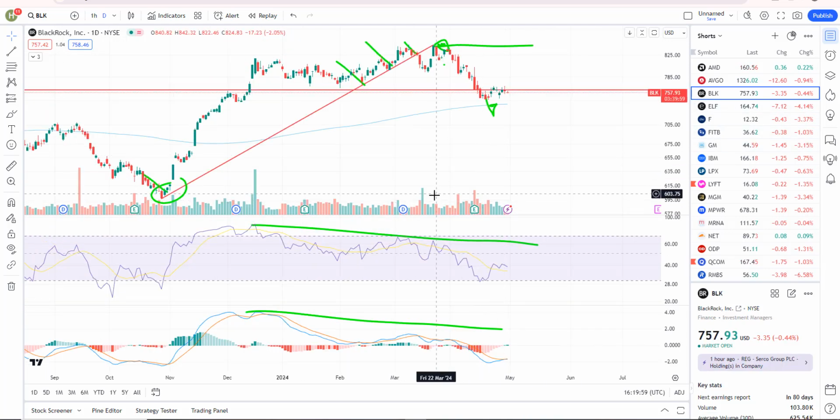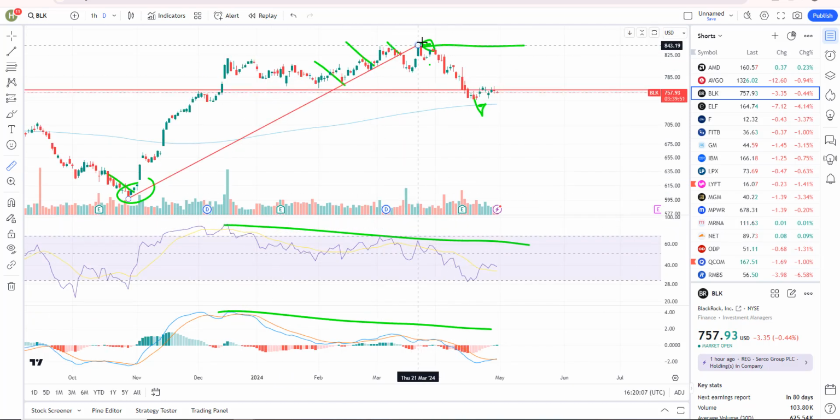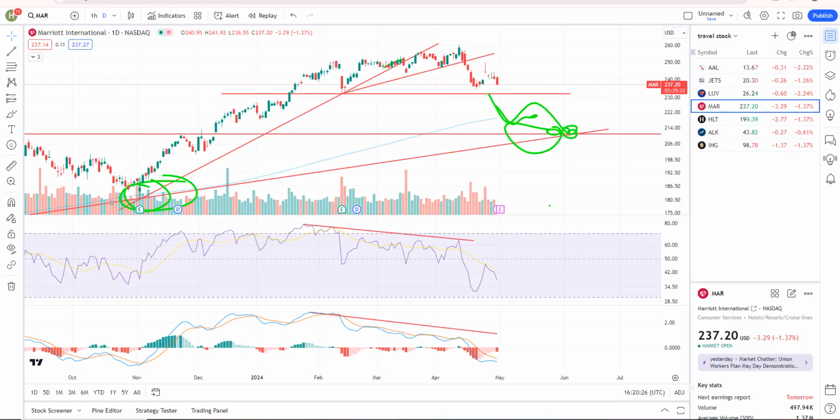BlackRock, caught that one. We had the sell signal here and we had the back test here. I think I got in on the back test. Perfect tag of that with negative divergence. That one then sold down. The first support I had was right here at about 763.50, so about a 9.5% gain. Took my profit on that one. That was a winner.